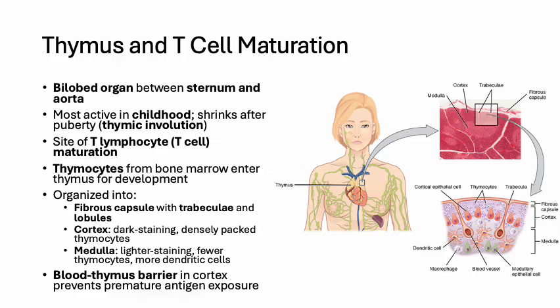A unique feature of the thymus is the blood-thymus barrier, located in the cortex. This barrier protects the immature thymocytes from being exposed to antigens in the bloodstream before they are fully developed and self-tolerant. Once thymocytes mature and enter the medulla, they are no longer protected by this barrier and can enter the circulation, ready to participate in the immune defense.